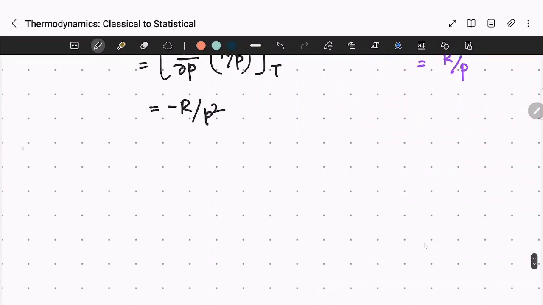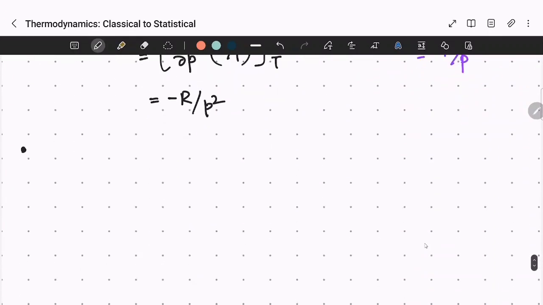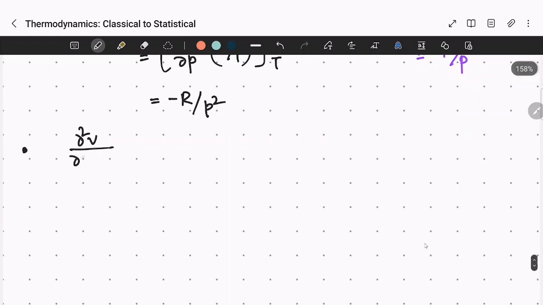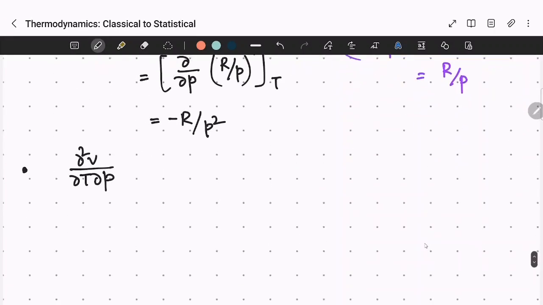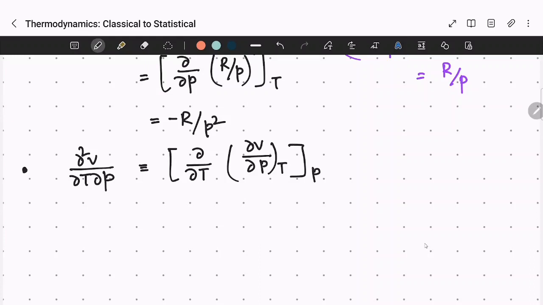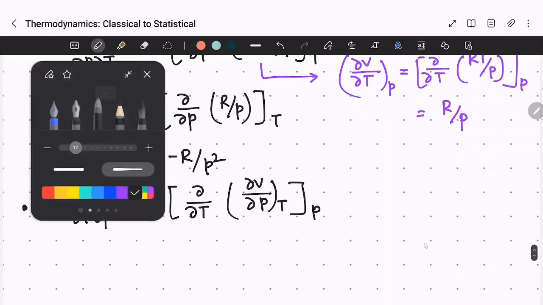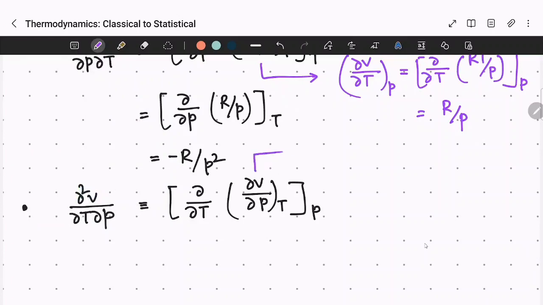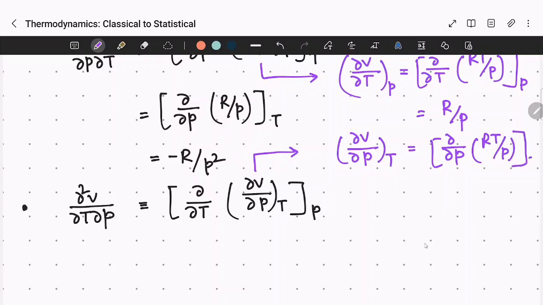Clear? Now for the other side, it is del 2 V del P del T. So now it is del 2 V del T del P. Yes, so it's equivalent to del T of del V del P at constant T. Similarly, we have to evaluate this part, del V del P at constant T. So it is del P of what is V, RT by P, at constant temperature now. So it is minus RT by P square.